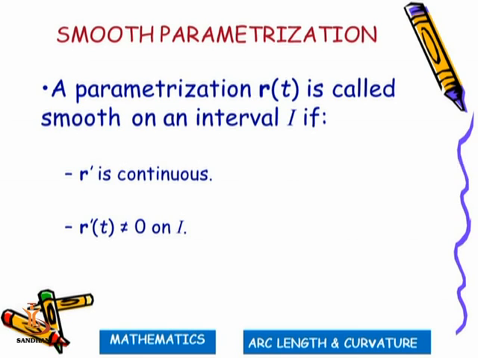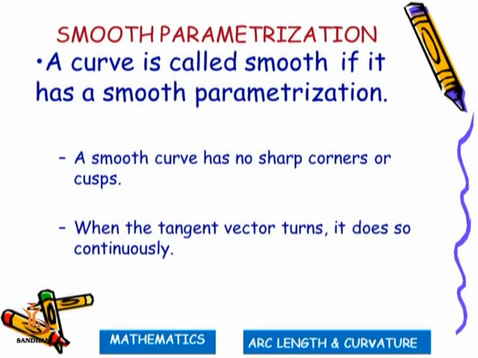Smooth parametrization. A parametrization r(t) is called smooth on an interval I if r' is continuous and r'(t) is not equal to 0 on the interval I. A curve is called smooth if it has a smooth parametrization. A smooth curve has no sharp corners or cusps. When the tangent vector turns, it does so continuously.